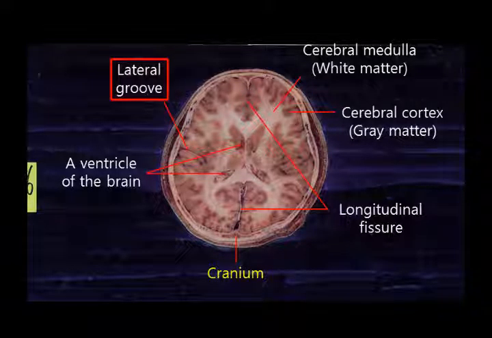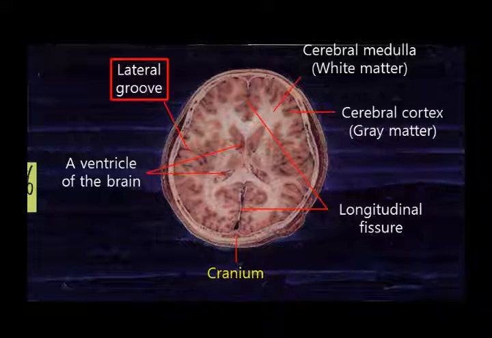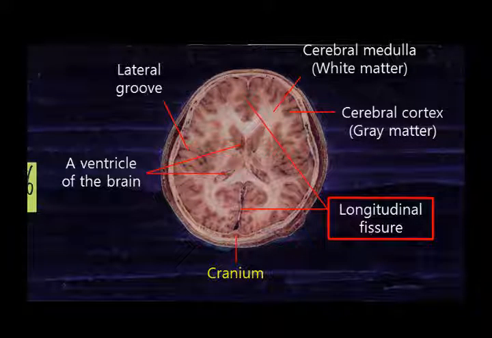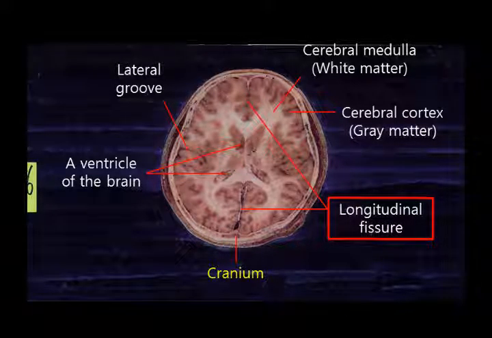The cerebrum can be divided into two hemispheres. The gap between the two hemispheres is called the longitudinal fissure. The two hemispheres are not fully separated and are connected.